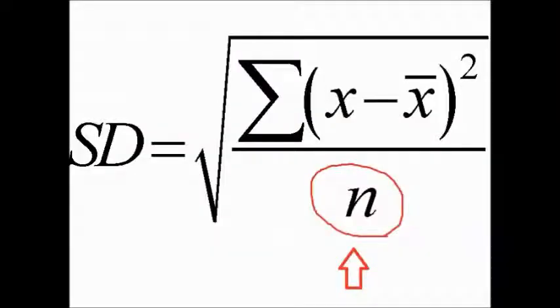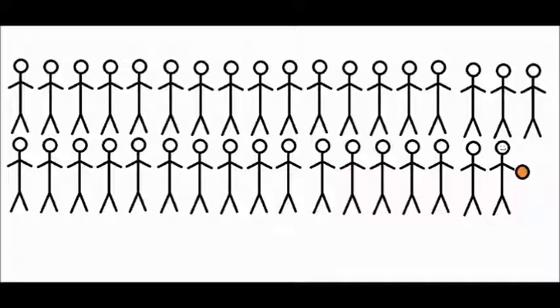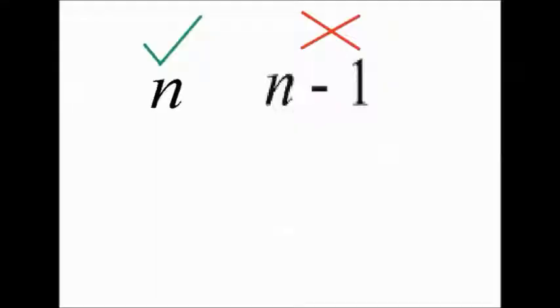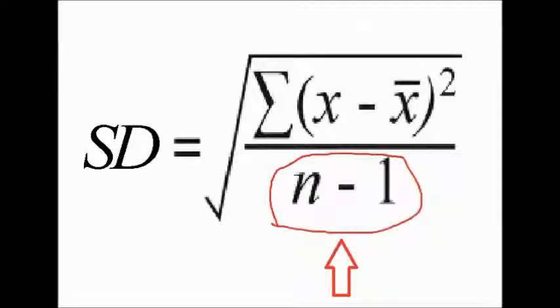How is the formula different if we only use a sample of the data? In our equation, n is the actual number of values in the data set. If we were to measure the height of all 35 players on a basketball team, we would divide by n instead of n minus 1 because we measure the height of all the players. Now if we were to measure a sample, we would divide by n minus 1.